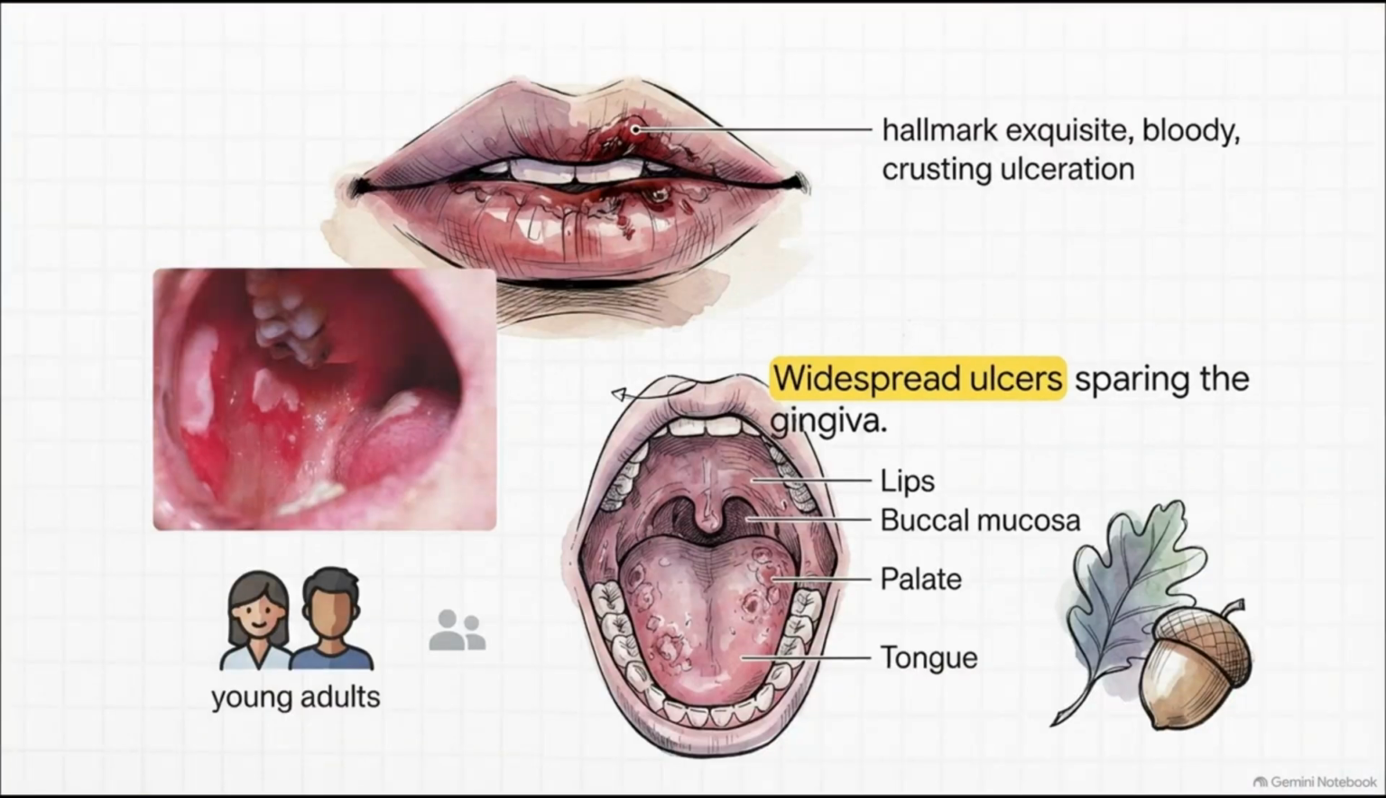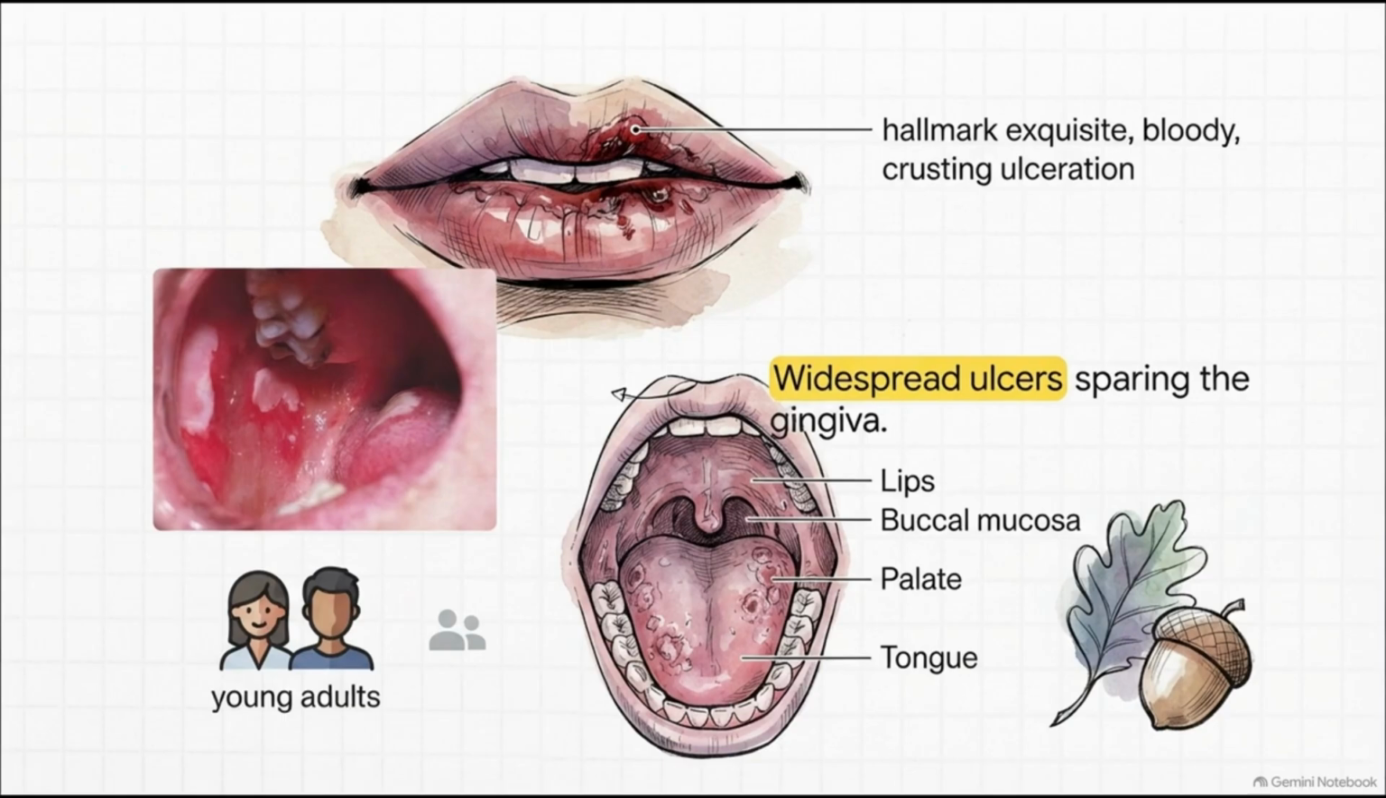Intraorally, EM is characteristically an ulcerative disease. The absolute hallmark is this exquisite, bloody, crusting ulceration right at the vermilion border of the lips. The disease can range from just a few aphthous-like spots to widespread superficial ulcers covering the lips, buccal mucosa, palate, and tongue. But here is a massive clinical pearl for you. The gingiva is usually spared. Seriously, if the gingiva is heavily involved, you need to hit the brakes and rethink your diagnosis.